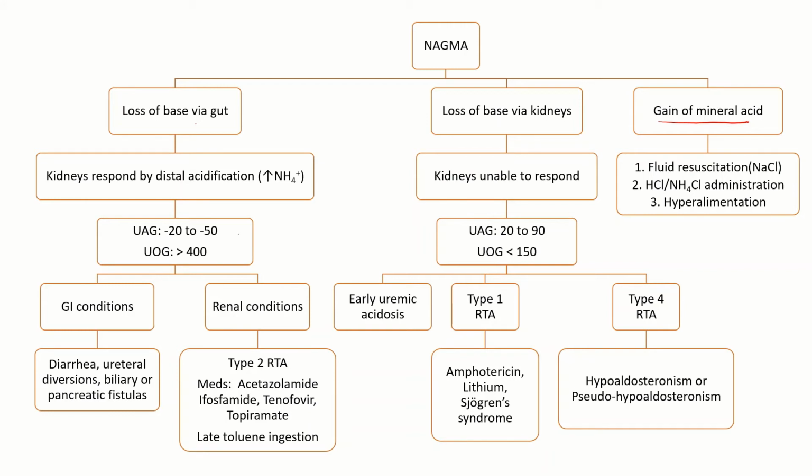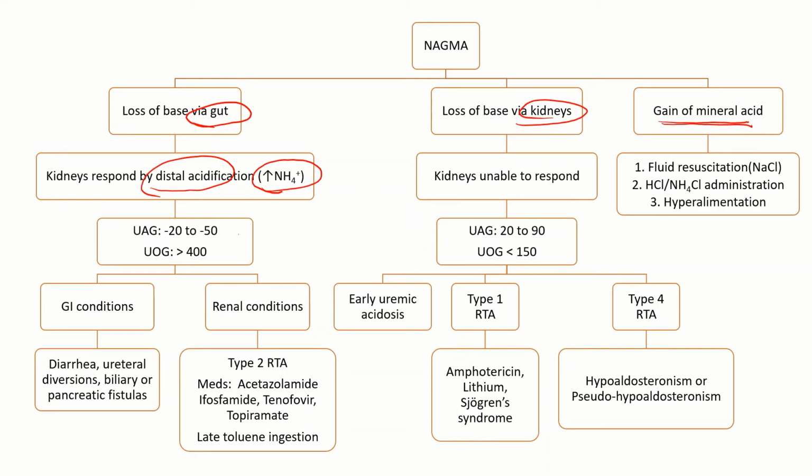The causes can be divided into three broad categories. The first one is loss of base via gut, then loss of base via kidneys, and gain of mineral acid. Whenever there is loss of base via gut, the kidneys are going to try and excrete acid, and this acid is excreted via distal acidification in the form of increased ammonium ion secretion. Same thing, I'm just repeating it again and again because it's easier to understand.